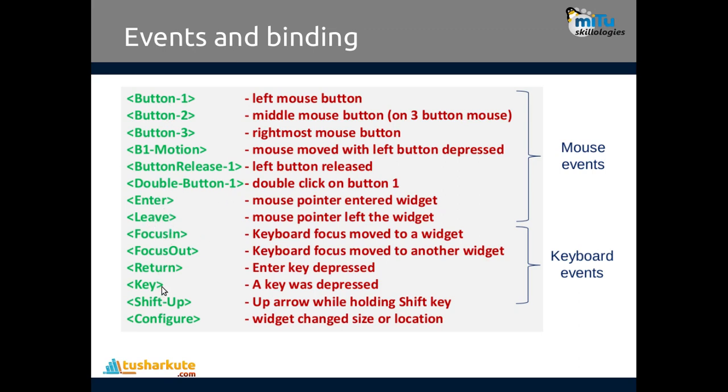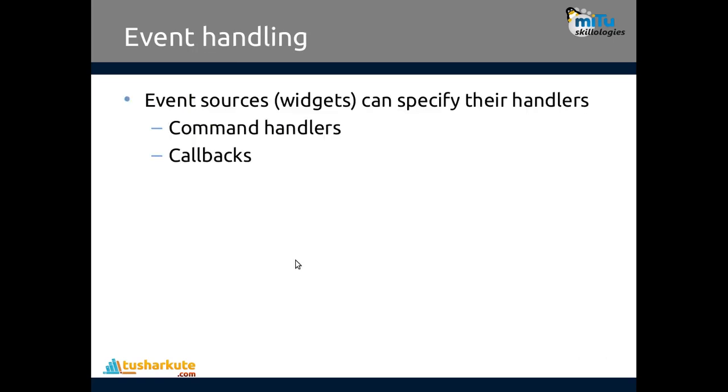And these are the keyboard events: Focus In, Focus Out, End, Return, Key, Shift Up, Configure, like that. So when I am performing an operation from the mouse side, these events are generated, or from the keyboard side, these events are generated, and then we can make use of them inside the program. So there are two ways by which an event can be handled. Event sources are the widgets, meaning widgets are generating the events, and we can specify their handlers by two methods. First is by using a command handler, and second by using a callback handler.